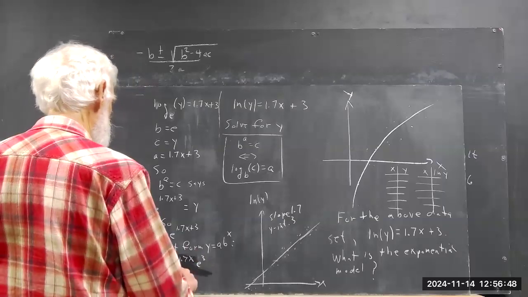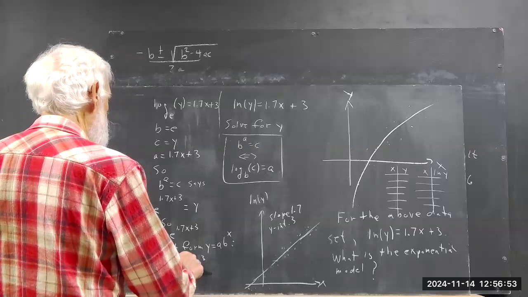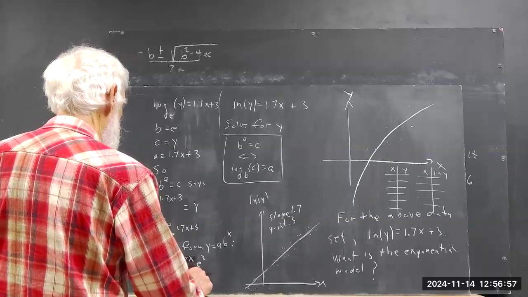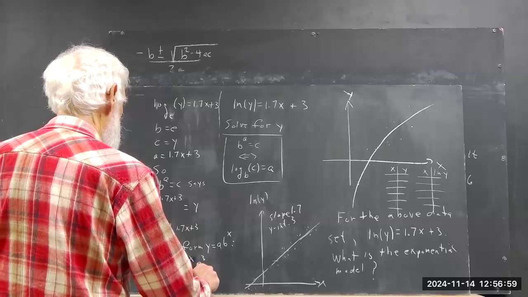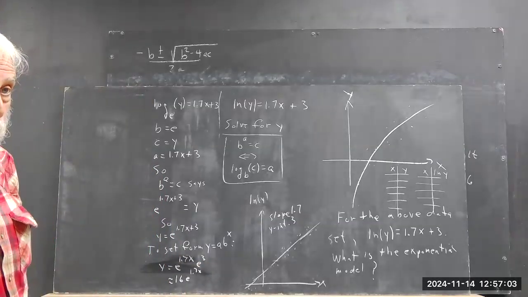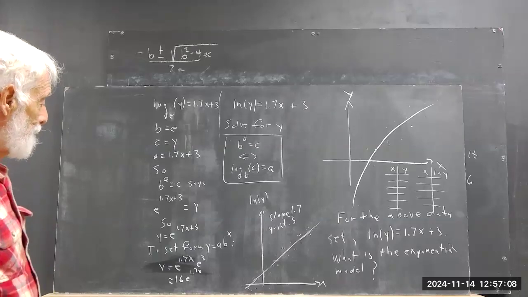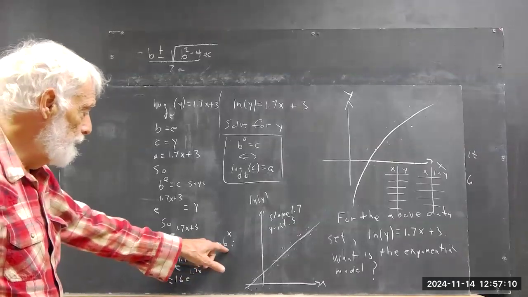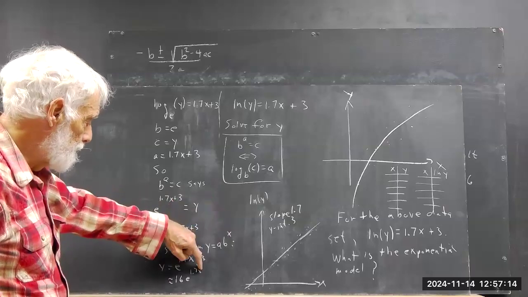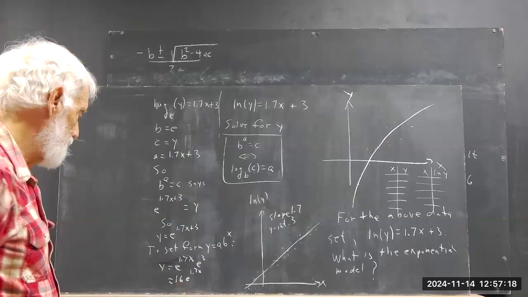Okay, well, e to the third is around 16. And then it's 16 e to the 1.7x. Okay, well, that's still not in form a b to the x, because your exponent should just be x, and here the exponent is 1.7x.